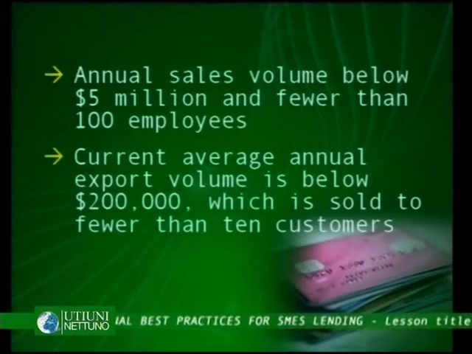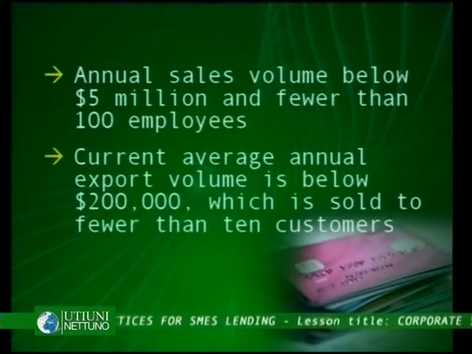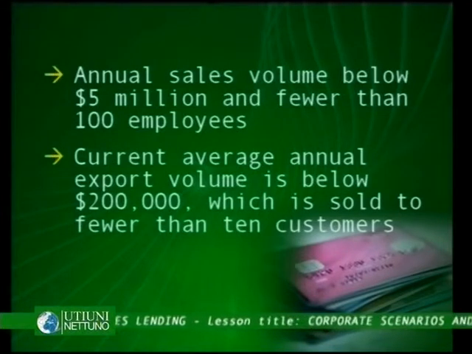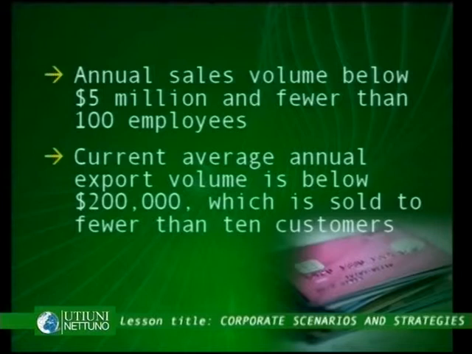So the current average annual export volume is below 200,000 US dollars, which is sold to fewer than 10 customers. So in few words, this is a relatively small company which has a relatively small number of customers outside the country, less than 10 customers.